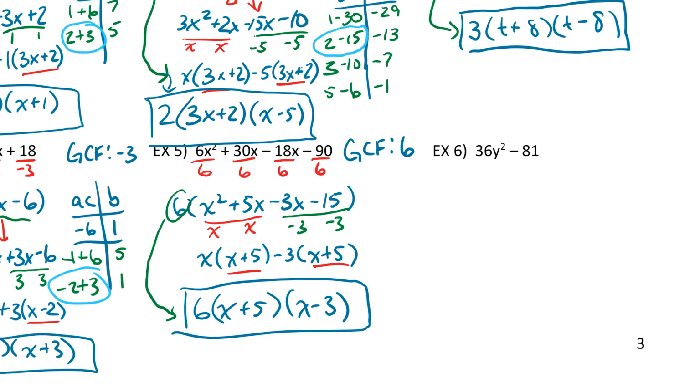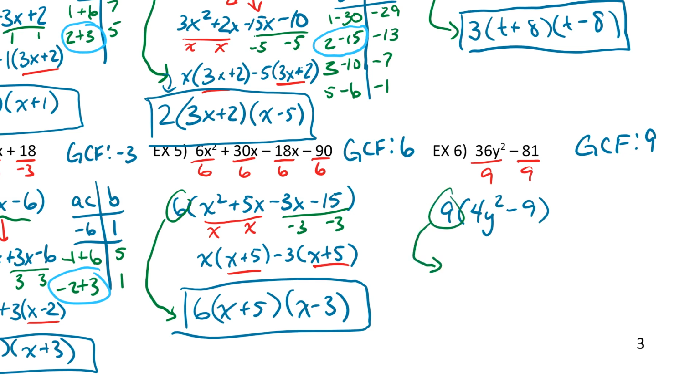All right, last one. So for this last one, our GCF would not be 6, sorry, it would be 9. So we can divide both these by 9. So we have 9 times 4y squared minus 9. This part's just going to come down. And since it has 2 terms left, we can factor this using difference of squares.